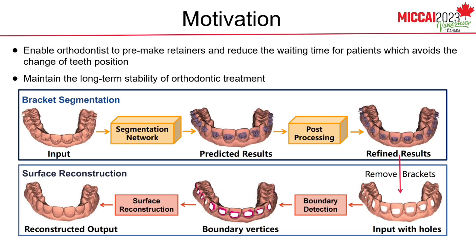First, I will introduce the motivation of our work. Removing the brackets on 3D dental models and reconstructing the tooth surface can enable orthodontists to pre-make retainers. Patients can get retainers immediately after removing brackets, which reduces the waiting time and avoids the change of teeth position. When the retainer is lost or broken, a new one can be easily fabricated by using the archived digital model. The whole process helps to maintain the long-term stability of orthodontic treatment.